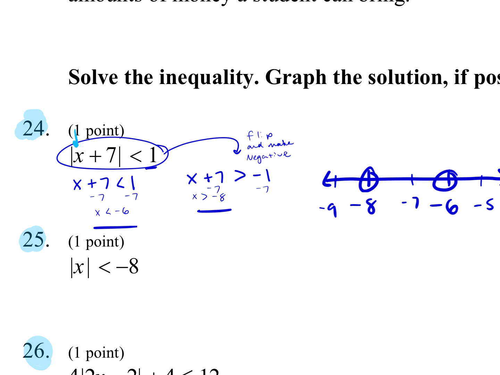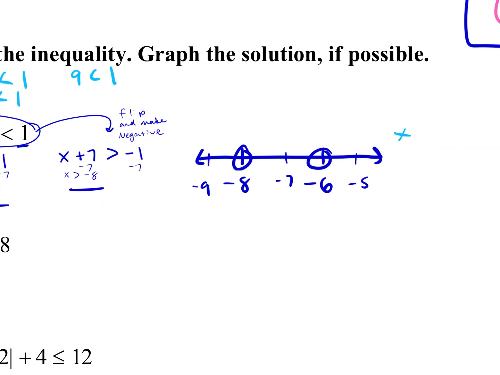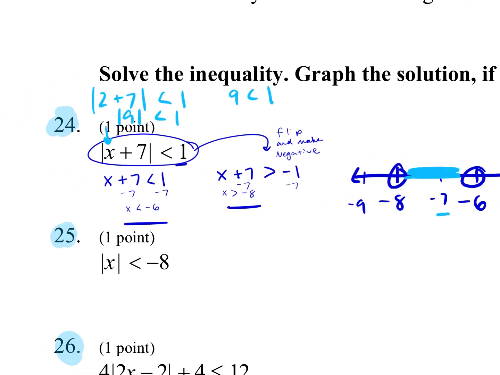So when I plug in 2 into x, I get the absolute value of 9. What's the absolute value of 9? 9. So 9 is less than 1. Is this true? No. So since 2 was outside, outside doesn't work. So that means inside's going to work. We can check a number inside just to be sure. So let's check -7. When I plug in -7, I get 0 is less than 1. Is this true? Yes. So inside works. So this would be our answer.